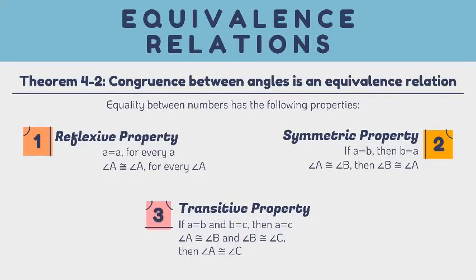Lastly, we have the transitive property. It states that if A is equal to B and B is equal to C, then A is equal to C. Or in terms of angles, angle A is congruent to B, and angle B is congruent to C, then angle A is congruent to C. We have observed these properties when proving theorems on complementary and supplementary angles. Please take note of these, Study Buds. It is very useful for proving.